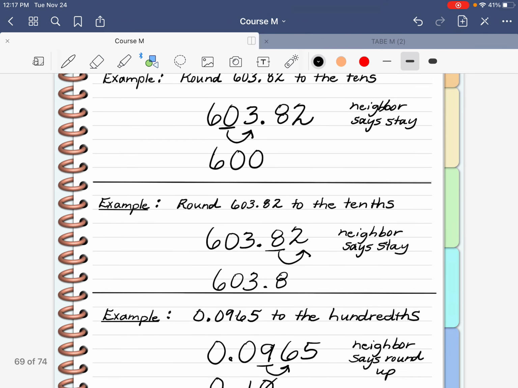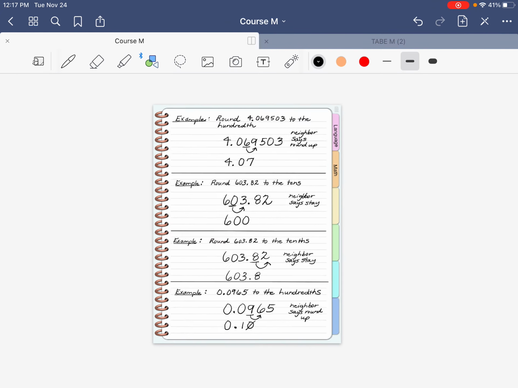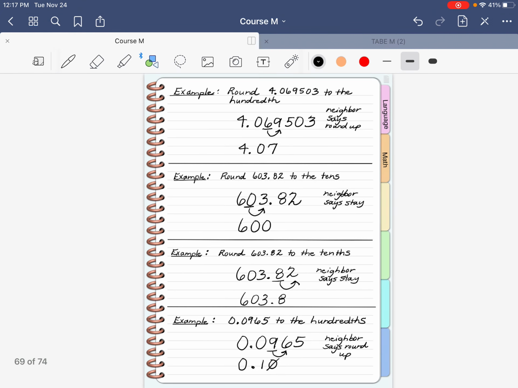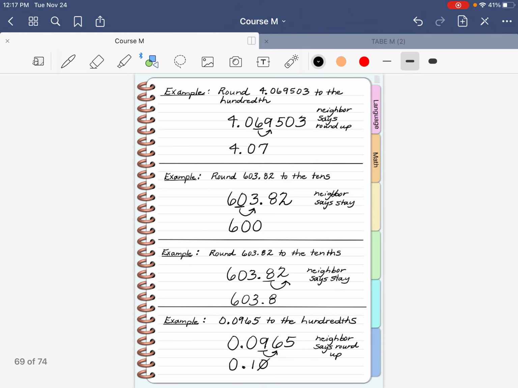Okay, we do have some practice on these. Remember, if you have questions, don't hesitate to contact your instructor. But this rule is the same rule that it's always been. We're just applying it to those decimal places.